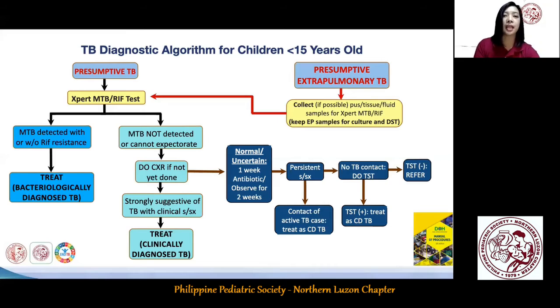If the symptoms are still persistent after 2 weeks, look at the contact of this patient. If the patient has a contact of active TB case, then you may treat this patient. It's your prerogative to treat this patient as a clinically diagnosed TB. If there is no contact, what should you do?